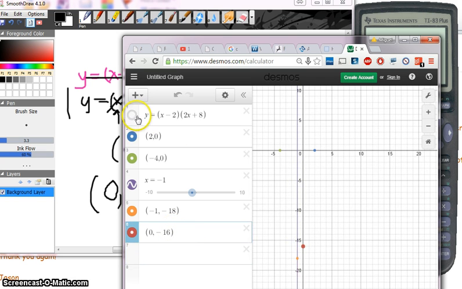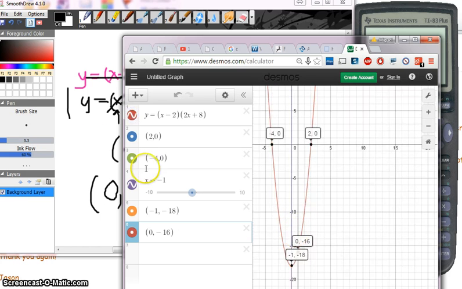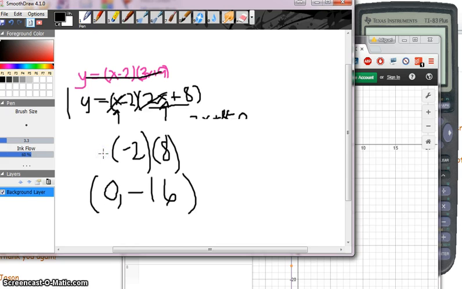So let's check out our graph. Boom, connects everything nicely. All right, guys, this is graphing a factored form quadratic. Make a new one and make one of your choosing and solve it all out, show all work. Every single step.